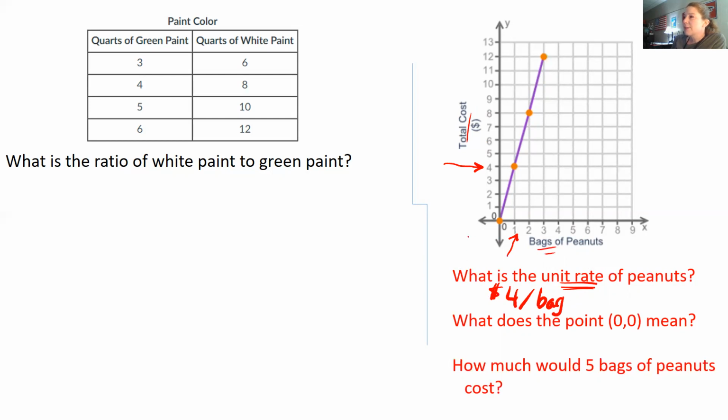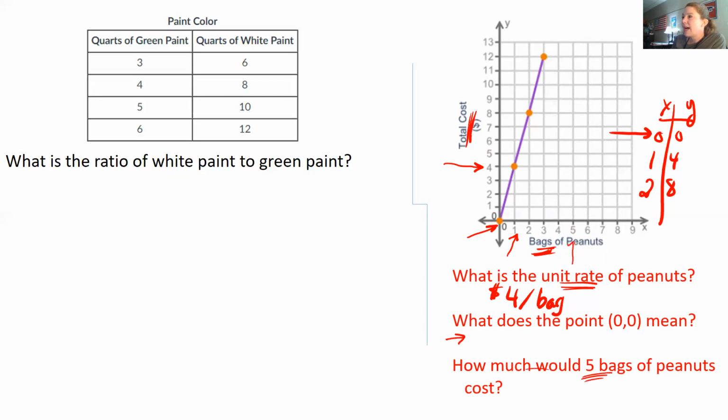In this situation, what does 0, 0 mean? So we can make our little T chart and put these points on there. 0, 0, it goes through 1, 4, it goes through 2, 8, and so on. So what does this specific point mean? Well, it means if I buy 0 bags of peanuts, I spend $0. That's what that means.